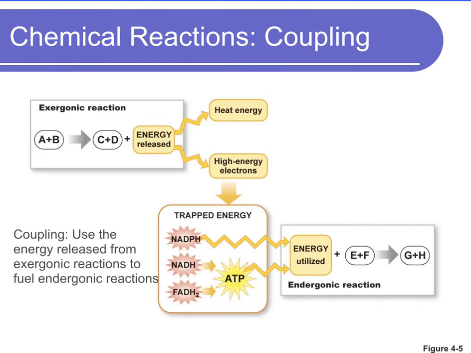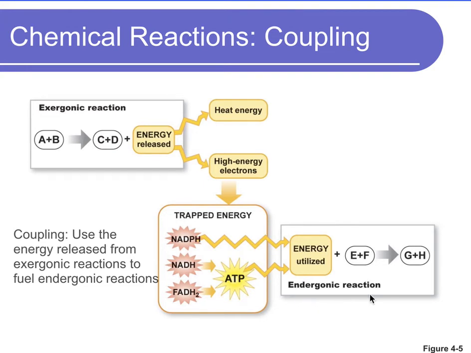So another thing I want to talk about is coupling of chemical reactions. In certain types of reactions, when the reaction takes place, energy is created and released. So here A and B turn into C and D, and when it does, energy is released. This is an example of an exergonic reaction. Other types of reactions require energy. We need to put in energy for the reaction to take place. That would be an example of an endergonic reaction.